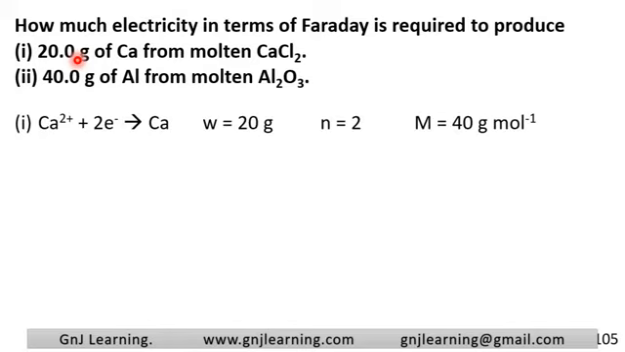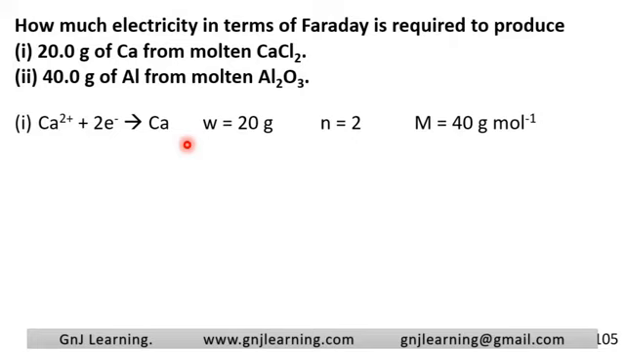So let's see the first case. Ca is plus 2 oxidation state. It accepts 2 electrons. That means N is equal to 2. And W is 20 grams. N is equal to 2. Molar mass of calcium, you are supposed to know it. That is 40 gram per mole.